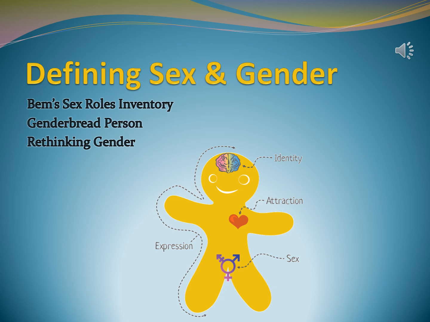In this presentation, we'll define some basic terminology, but also complicate those terms because it turns out that sex and gender are more complicated than you might expect. If you've not done so yet, please read the National Geographic article titled Rethinking Gender and review the Genderbread Person PDF. This presentation will also introduce you to Bem's theory of gender schemas, focusing on her sex role inventory.